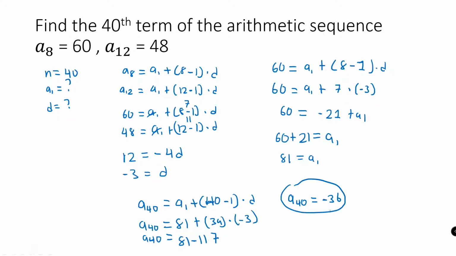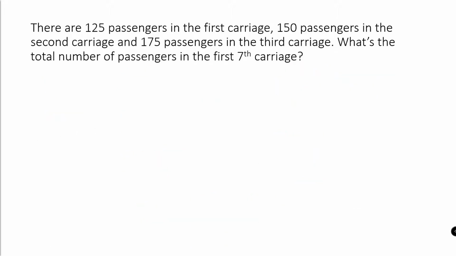Okay, let's move on to the next problem. Okay, this is our last problem. The question asks, there are 125 passengers in the first carriage, 150 passengers in the second carriage, and 175 passengers in the third carriage. What's the total number of passengers in the first seven carriages?